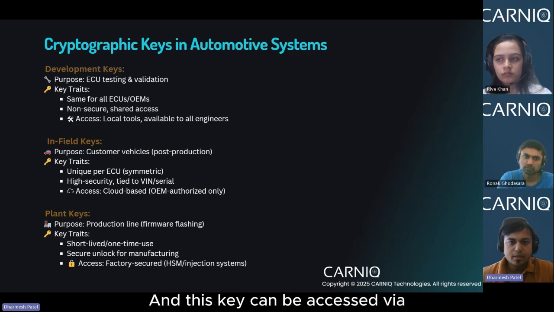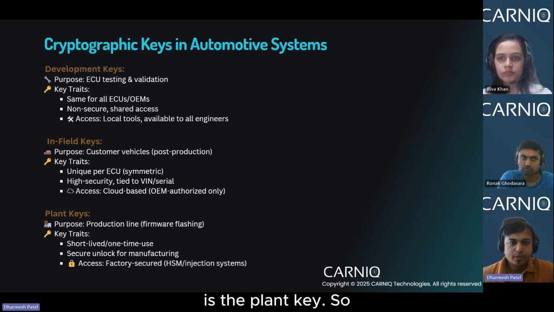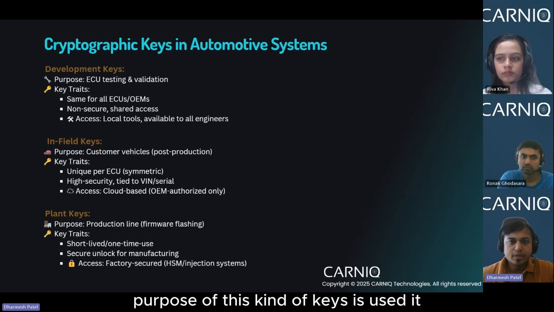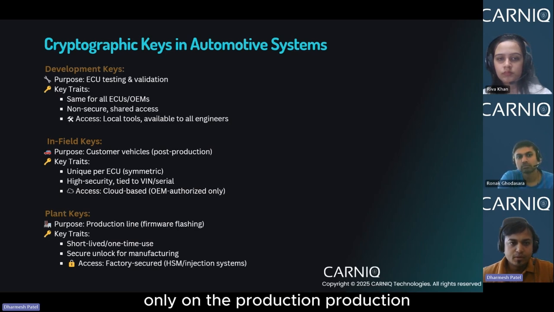And this key can be accessed via cloud with the OEM authentication. And the third type of keys is the plant key. The purpose of this kind of key is that it is used only on the production line, for example, flashing the firmware during the assembly line.